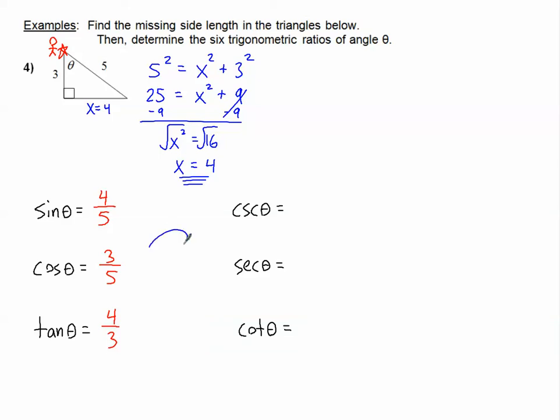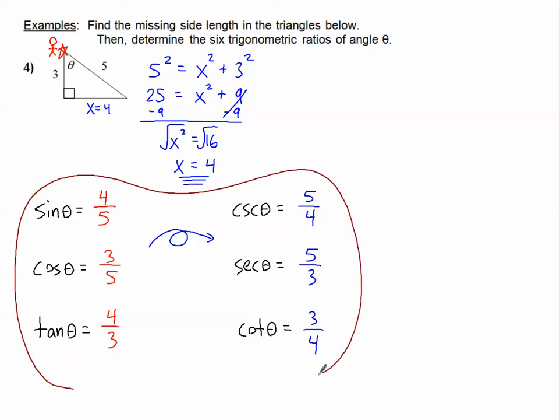The reciprocals are exactly that. Just flip them upside down. The cosecant would be 5/4. The secant would be 5/3. And the cotangent would be the reciprocal of the tangent, 3/4. That's it. So we found the missing side, and we found all 6 trigonometric ratios of our angle theta.